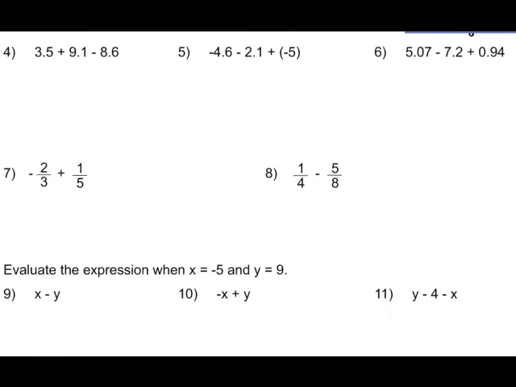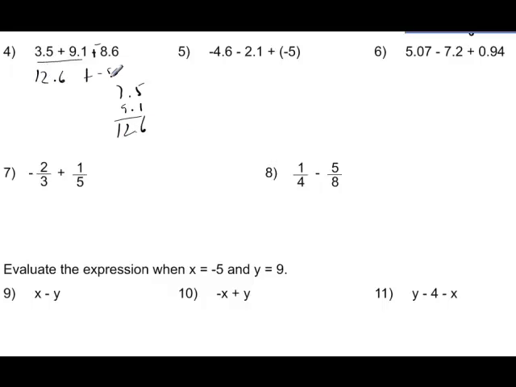Okay, so number 4 now we have decimals. So I'm still going to do my same chain switch. And I'm still going to think of my integer rule. So here I have a positive plus a positive, so I'm just going to add them. So I have 3.5 plus 9.1. So I get 12.6.